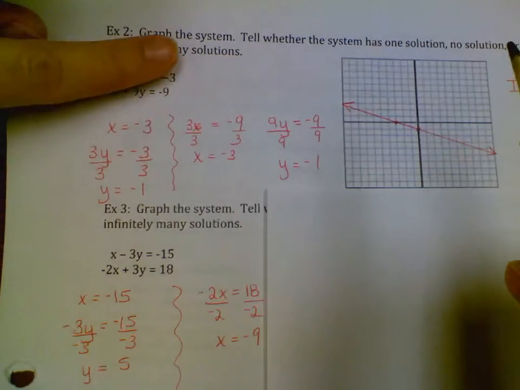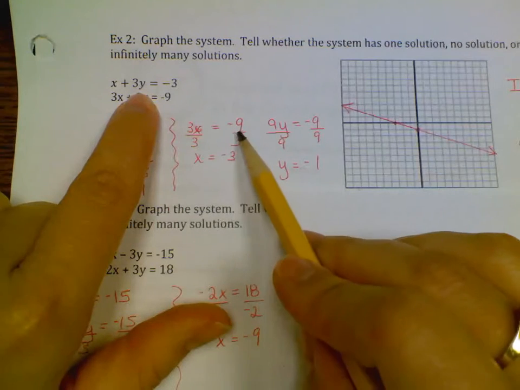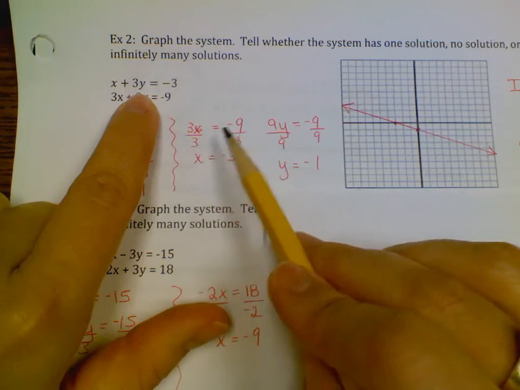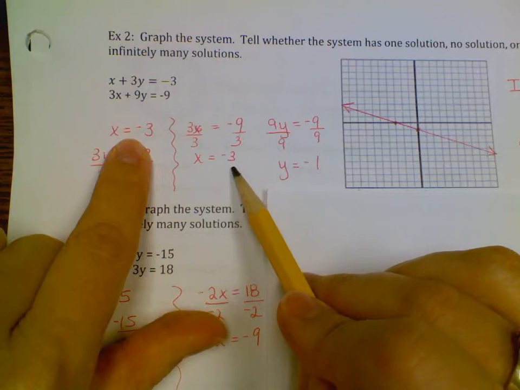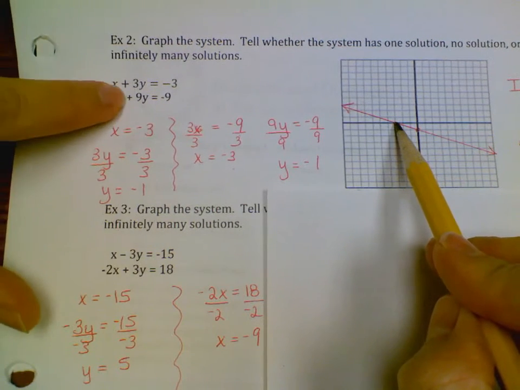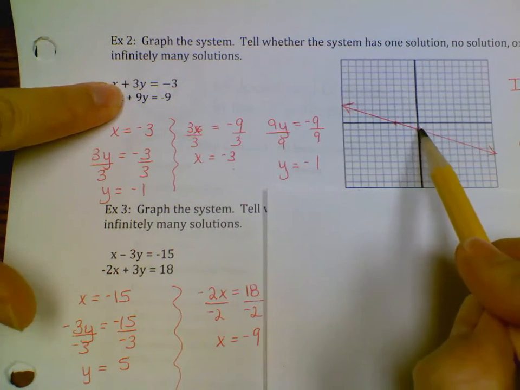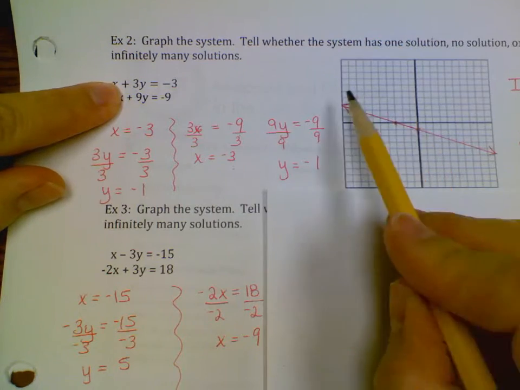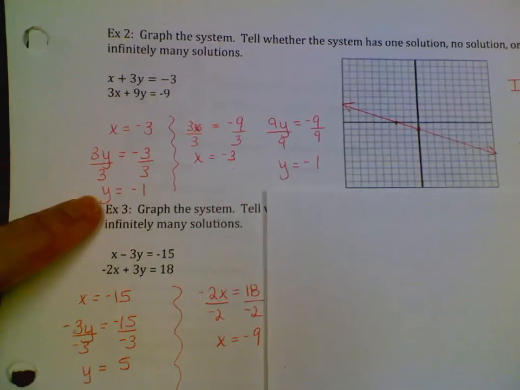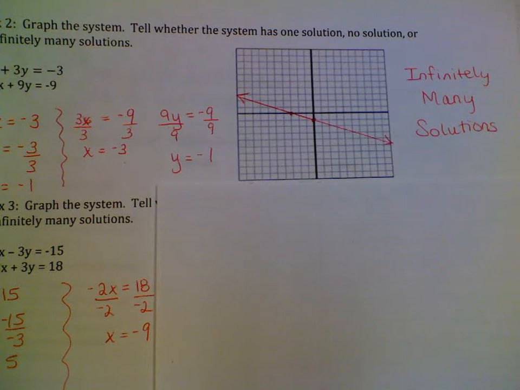Then I'm going to also do the bottom one as well. I cover up and I get 3x equaling -9. After I solve, I divide by 3. I also got x equals -3. So I ended up with the same x-intercept. Then I need to find the y-intercept. So I got 9y equals -9. I divided by 9. And again, I got a y-intercept of -1. This is the same line for both of those equations. So that means we would have infinitely many solutions. Alright, I want you to pause the video and try example number 3.